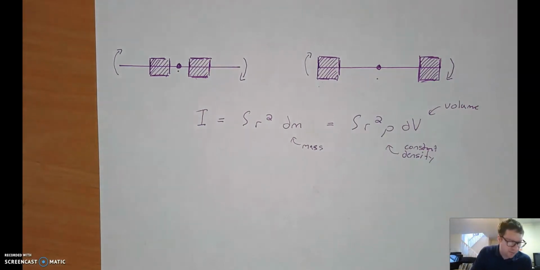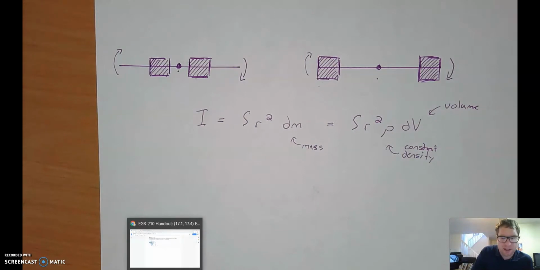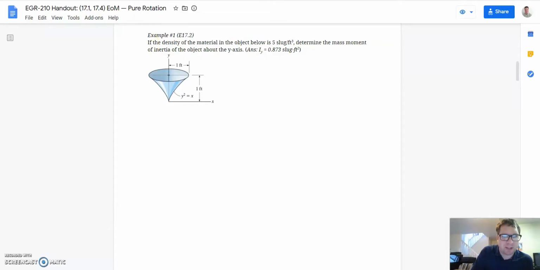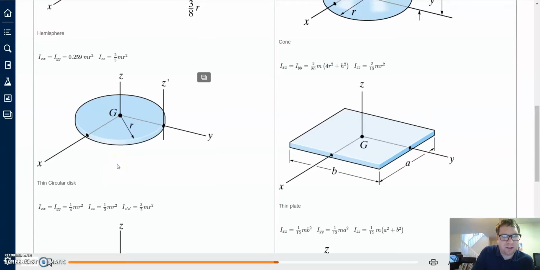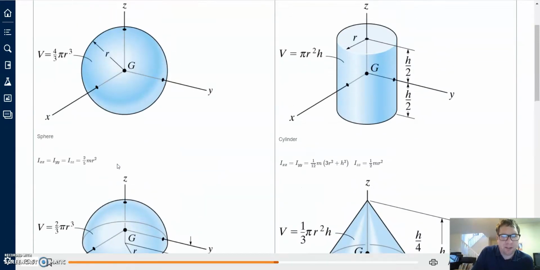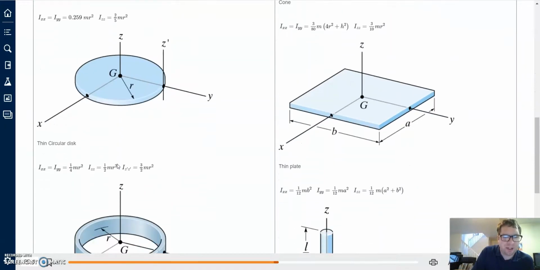For common shapes, such as discs and plates, your book defines the mass moment of inertia for a lot of these. Two of the most common ones are a thin circular disc and a thin plate. We're looking at a thin circular disc because we're going to need it for our example 1, but there's a whole bunch in here that we can use for other stuff later. This is in the very back of your book.